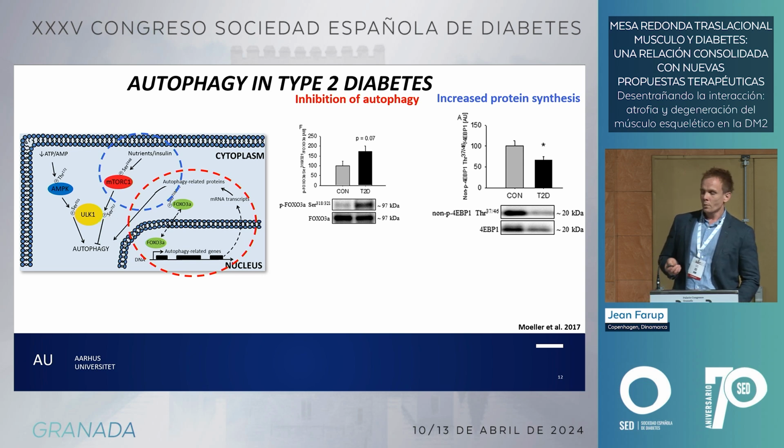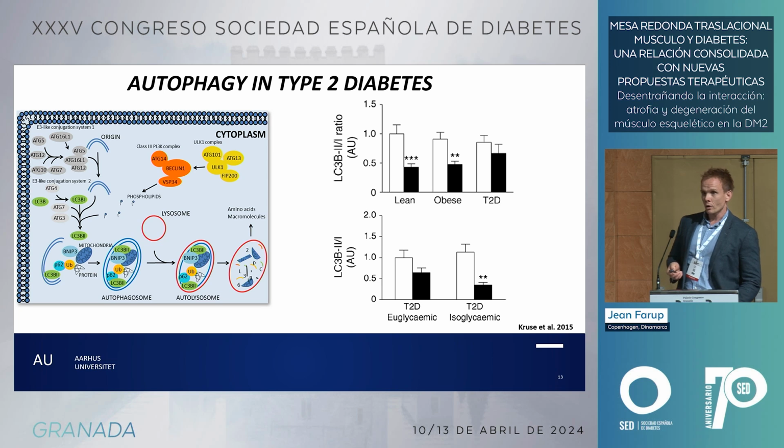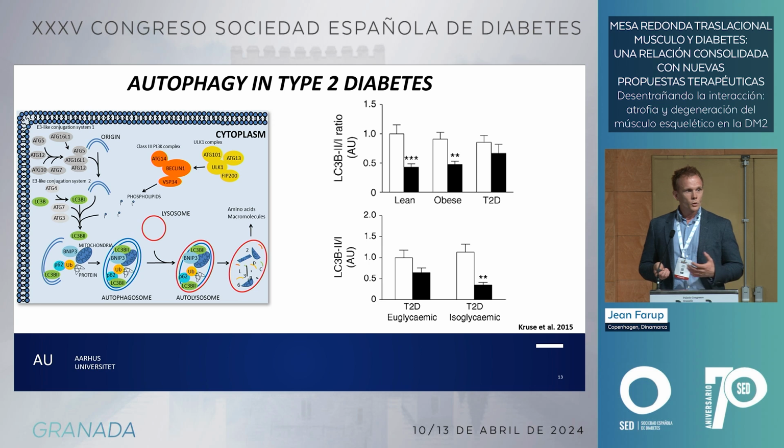And this is also supported by data from some of our colleagues at University of Southern Denmark. Here you see data from lean, obese, and type 2 diabetic patients during the basal state and in hyperinsulinemia. And hyperinsulinemia efficiently inhibits autophagy, but it also does so in type 2 diabetic patients. So we think that although you have type 2 diabetes and you're insulin resistant, with an impaired ability to take up glucose, part of the insulin effect is still retained. So insulin can still inhibit autophagy and to some extent also stimulate protein synthesis.